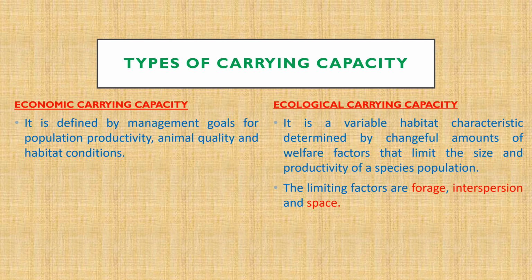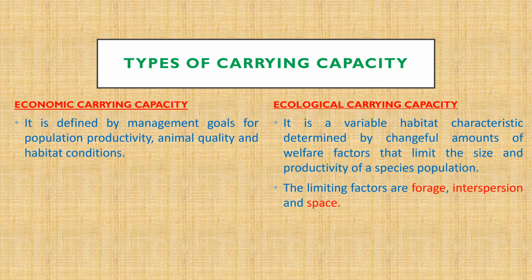Types of carrying capacity. There are two types of carrying capacity, namely the economic carrying capacity and the ecological carrying capacity. Economic carrying capacity is defined by the management goals for population productivity, animal quality, and habitat conditions. Here, the management goals are well defined, and there's a specific quality of the habitat required to support a specific quality and population of the animals.